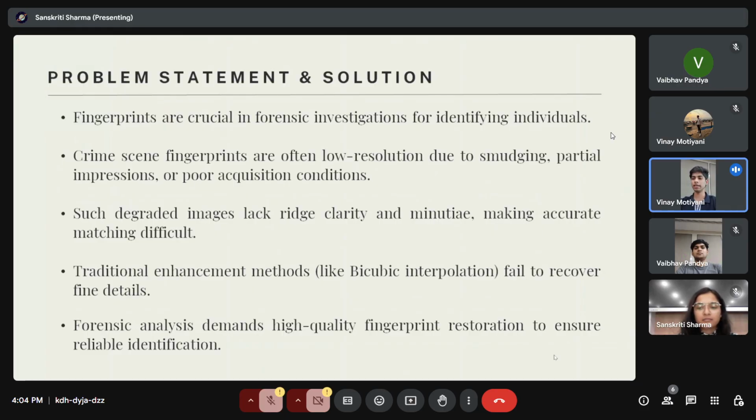Conventional image enhancement techniques such as bicubic interpolation often fail to reconstruct the necessary texture and clarity, resulting in blurred or distorted ridge structures. This limits their effectiveness in forensic contexts where accuracy is critical. Therefore, there is a pressing need for an advanced, efficient method to enhance fingerprint resolution, enabling better clarity, improved feature extraction, and higher confidence in forensic fingerprint matching.